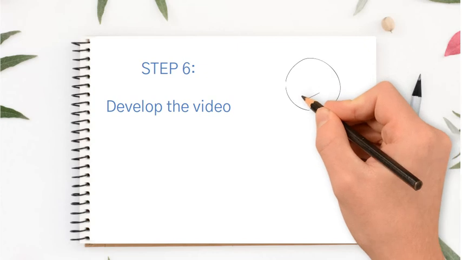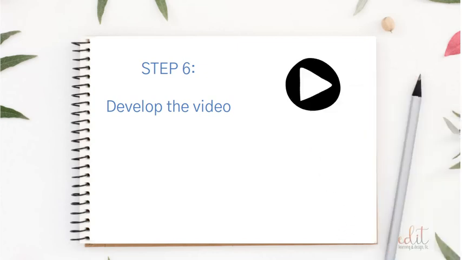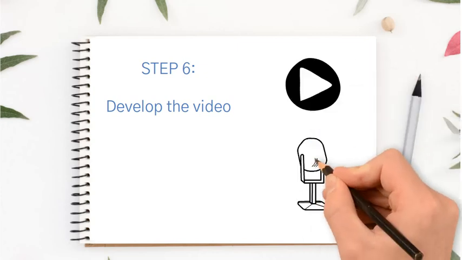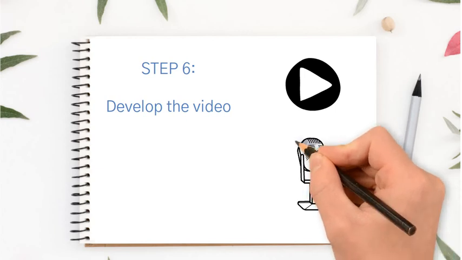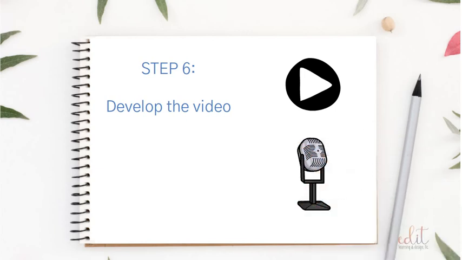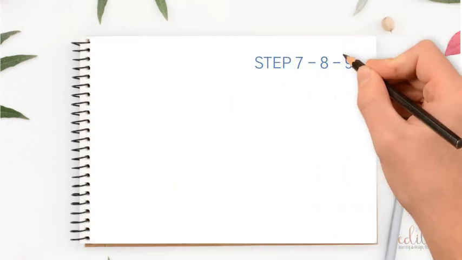When the storyboard is signed off on, you are ready to move to step 6, and we begin developing the video. The video is designed based on the storyboard, and the voiceover is included to ensure the timing of the animation is correct. Steps 7 through 9 are the review cycle steps for the video.